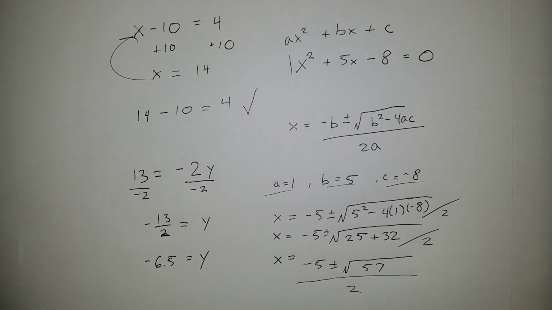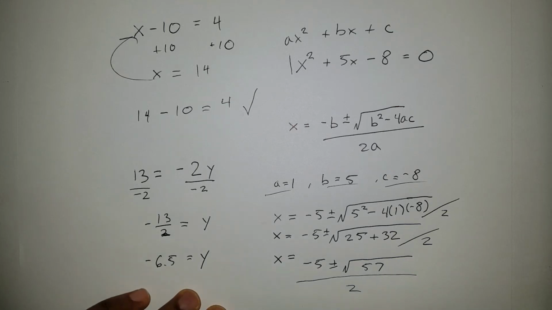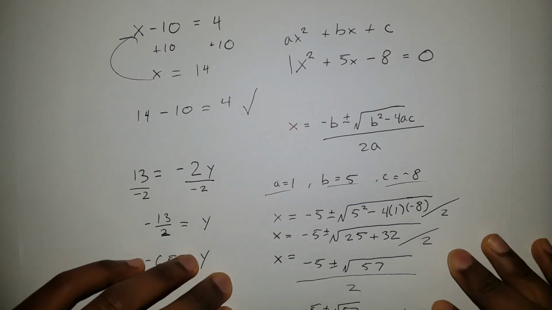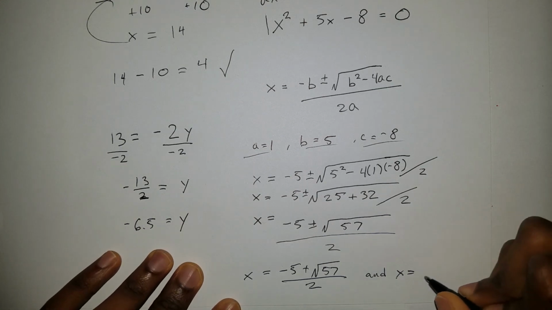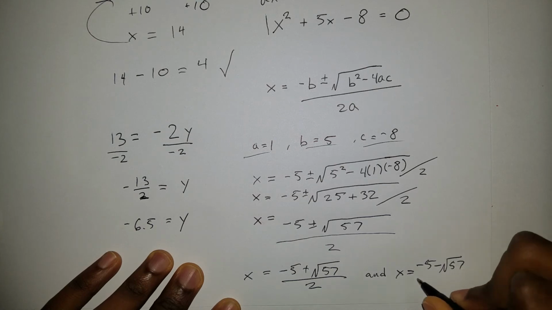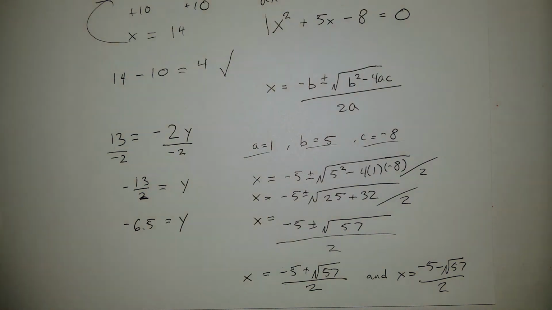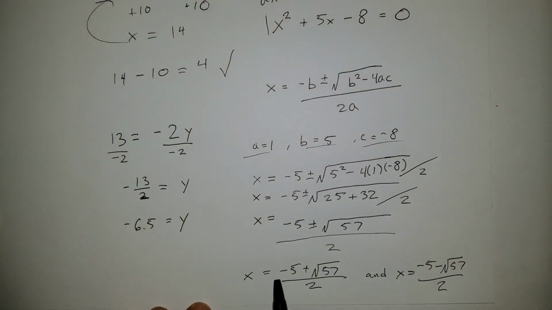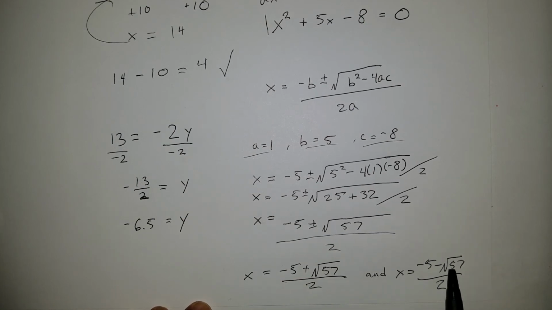So that's interesting, right? In this case, we have x equals -5 plus square root of 57 over 2, and x equals -5 minus square root of 57 over 2. Alright, so that was a break, but I verified that the answer is x equals -5 plus square root of 57 over 2, and x equals -5 minus square root of 57 over 2.